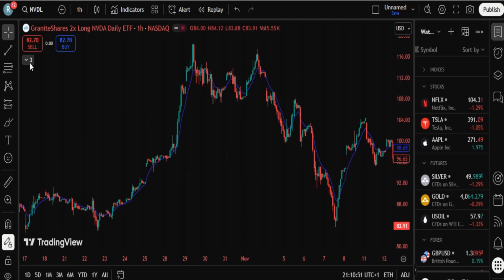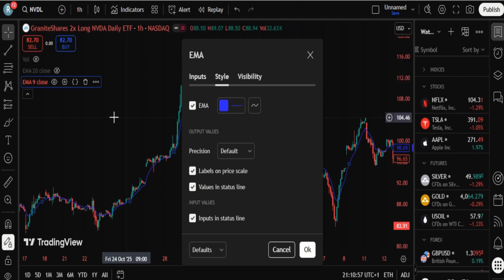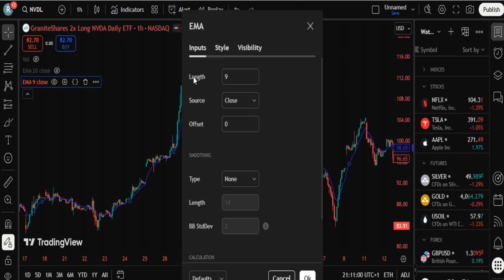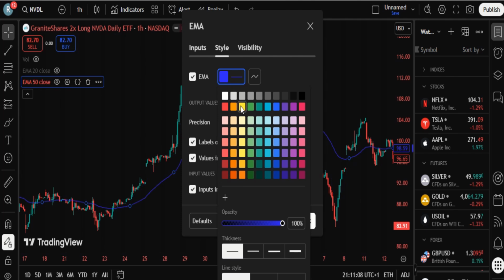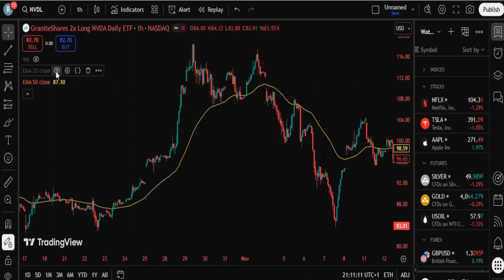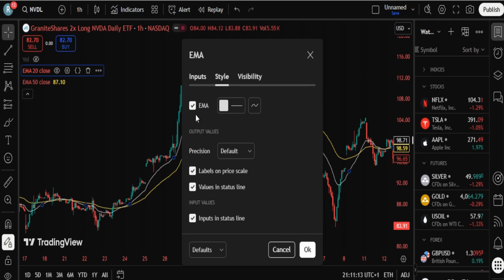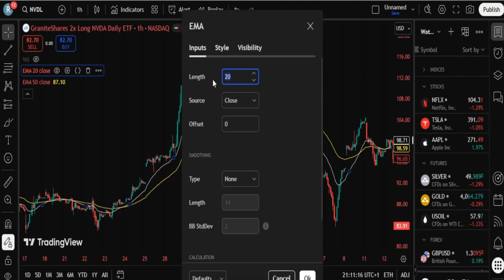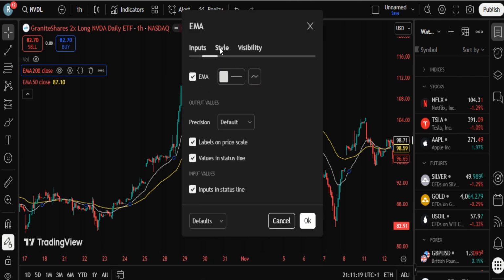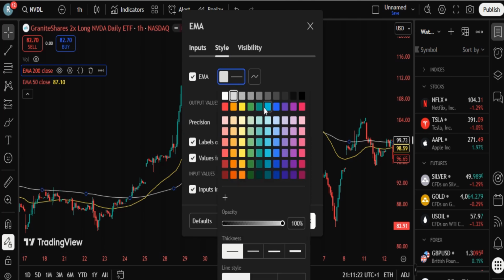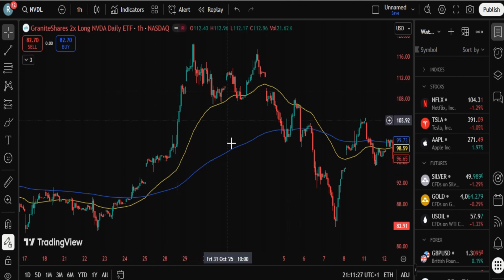Next, you go to the settings to change the length of the period and change the color of the lines. So for the first line, click on settings here and change the length to 50 and the color to yellow or any preferred color. Then go to the second moving average and click on settings again. Change the length to 200 and the color to blue. Now you can clearly see and easily differentiate the two lines.